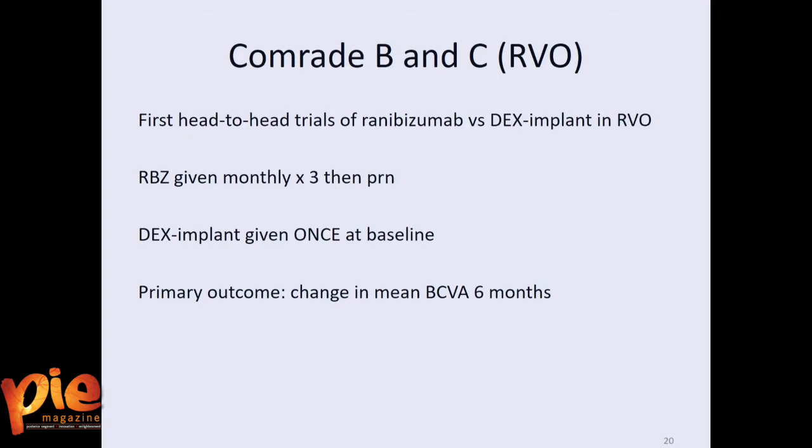So then Novartis ran head-to-head studies, ranibizumab versus Dex implant. They gave ranibizumab 3 monthly doses and PRN, and they gave Dex implant just at baseline, and they took out the outcome at 6 months again. So we said, well, if you take out the outcome at 6 months, the Ozurdex will have worn off, and they said, well, that's the label, so that's what we're going to do. So these studies were really meant to show that the label was wrong, not that the drug didn't work.